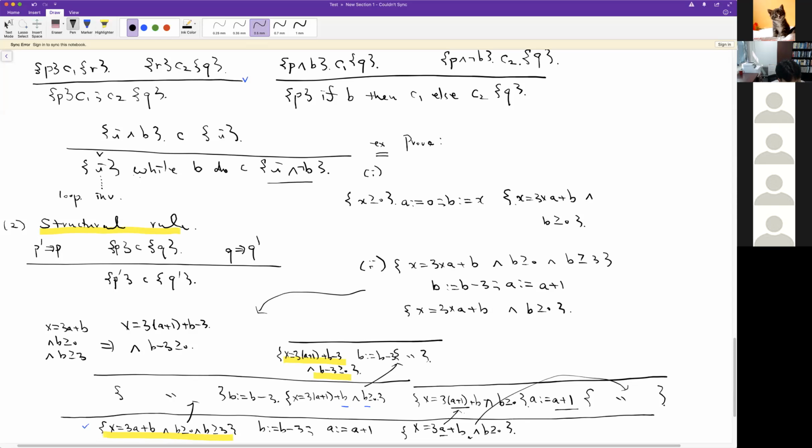If you look at the right-hand side here, if you expand it out based on the basic algebra that you learned, 3a plus 3 plus b minus 3 is exactly the same as 3a plus b. And then b minus 3 is greater than 0 is implied by b is greater than or equal to 3. So this implication is true.